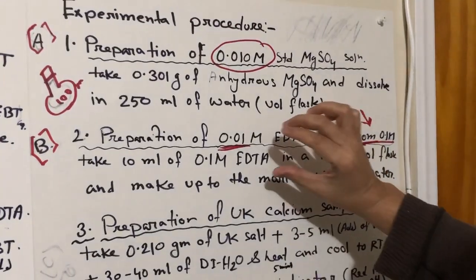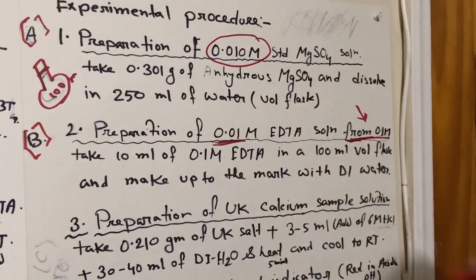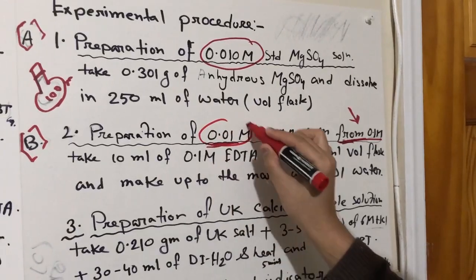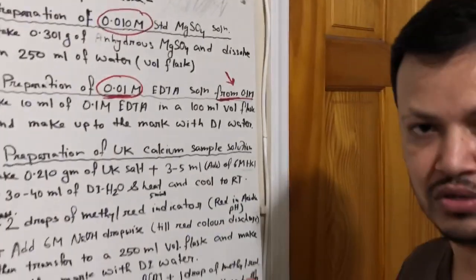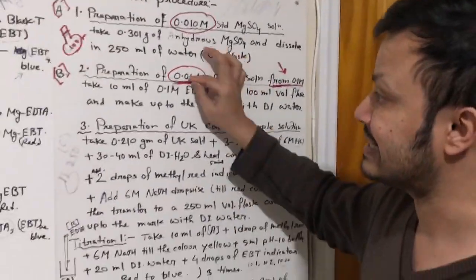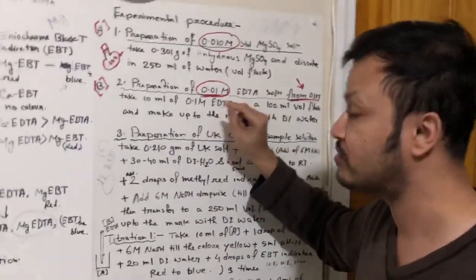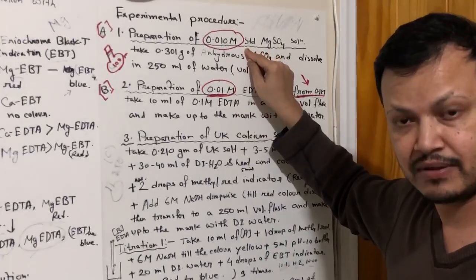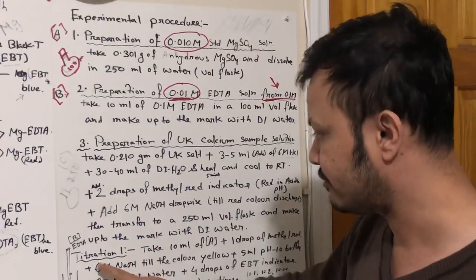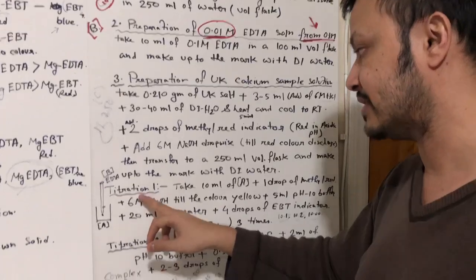Now the thing is that we are assuming this is a 0.01 molar solution, but it may not be. What is the exact concentration of this? You have to find out with the help of this magnesium sulfate. To do that, you have to run the fast titration.